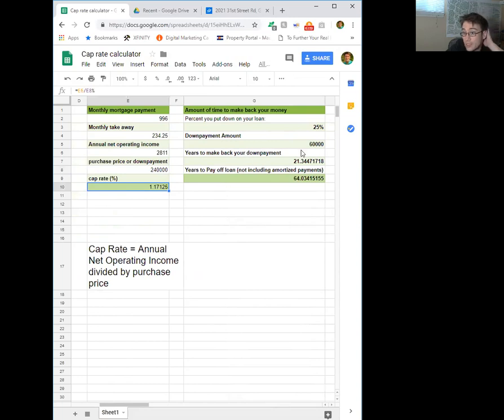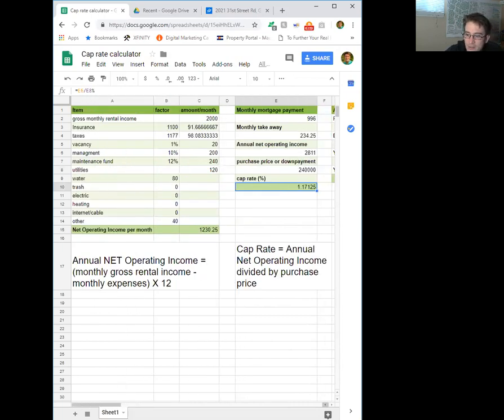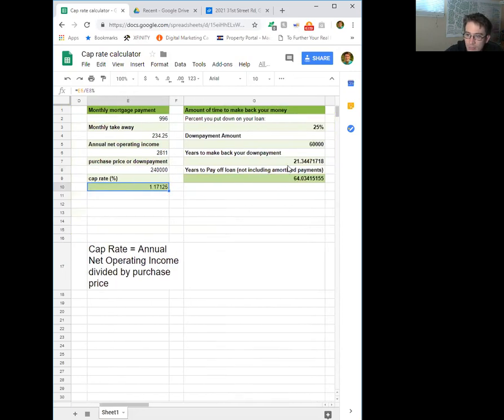It'll take you about 21 years to make your money back from your down payment, and 64 years to pay off your loan, which is really not great. But that doesn't factor in the amortized payment on your monthly loan payment, so this number is a bit off. However, this is an example of not a good investment. Right now, Greeley houses are priced a little too high. Like I said, it's a seller's market, so everything's going to be a little inflated, which is great for sellers.